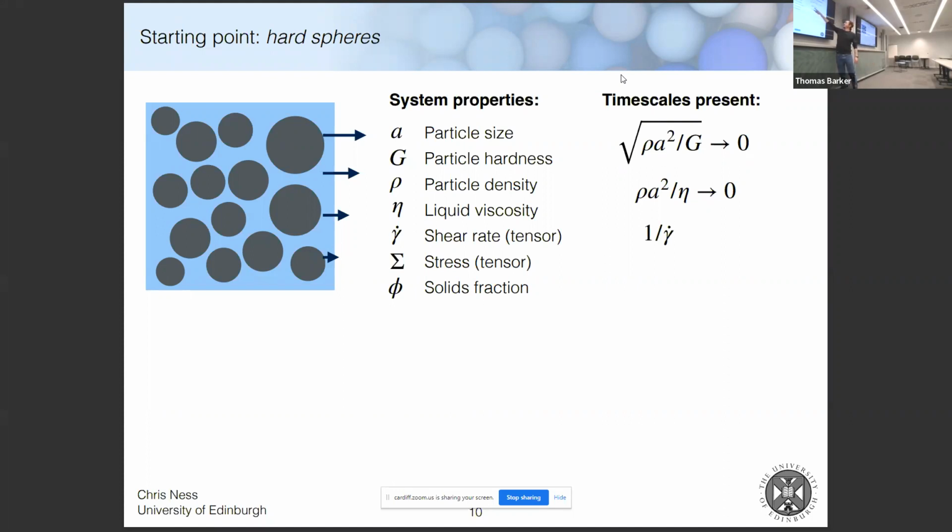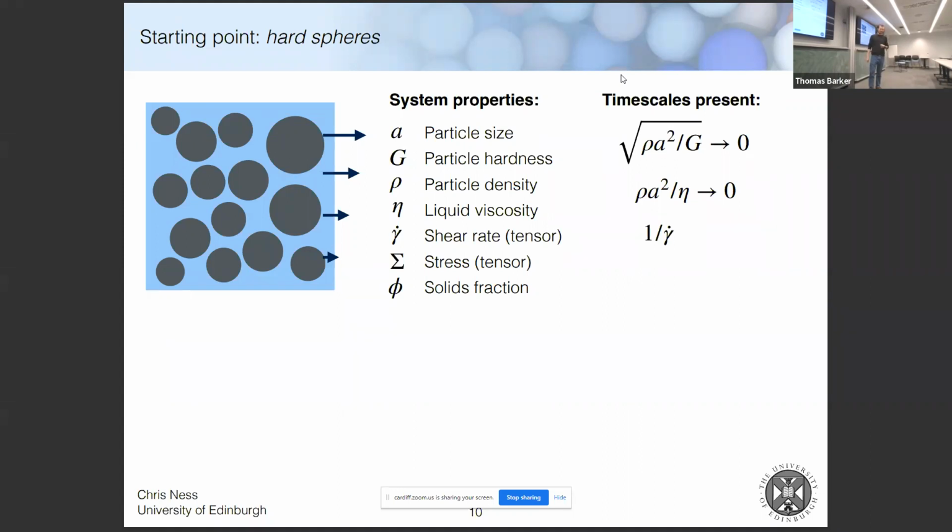Another timescale we can identify is this one, which is the density of the particles multiplied by the size of the particle squared, divided by the liquid viscosity. This timescale tells you, if a particle has a velocity different to the fluid velocity at this position, how long does it take for the particle to dissipate enough energy that it's moving with the same velocity as the background fluid at that point. So you can think of this as the timescale for the particle inertia to be dissipated.